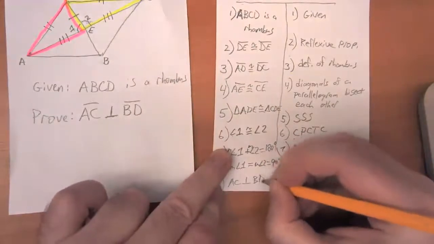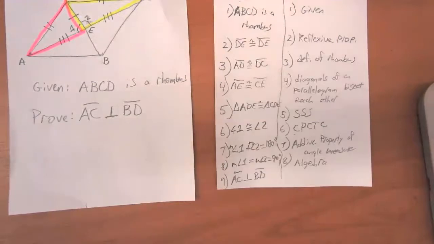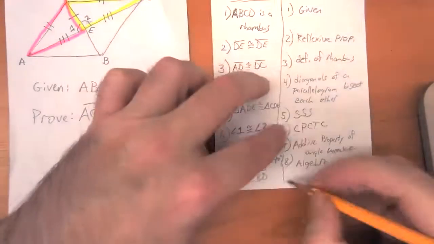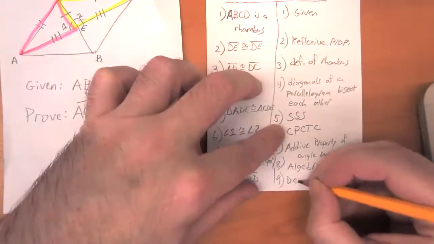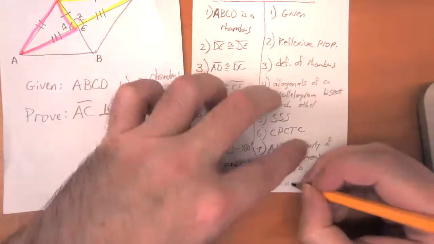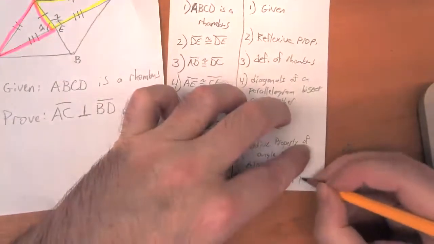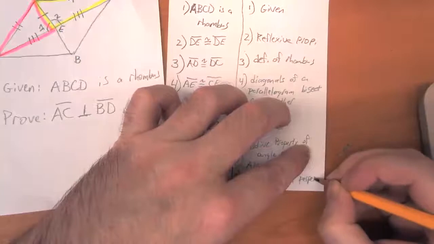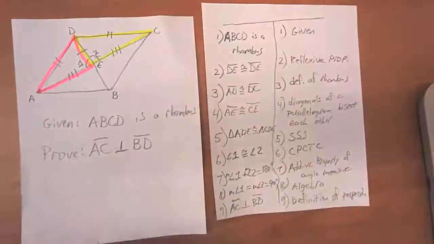And can you imagine what I'm going to use to describe that? My reason for that is that that's going to be the definition of perpendicular. Two lines are perpendicular if they form right angles where they meet.